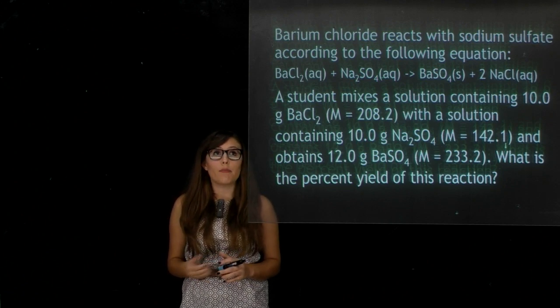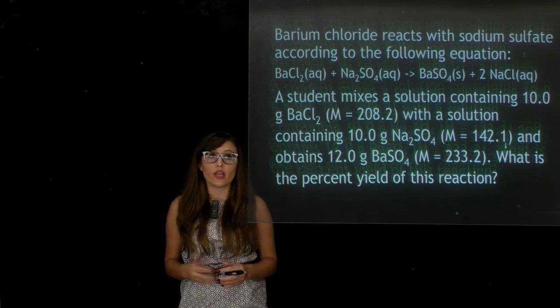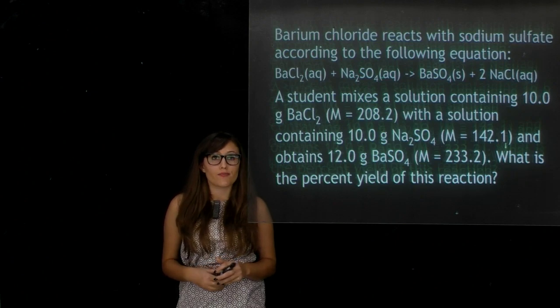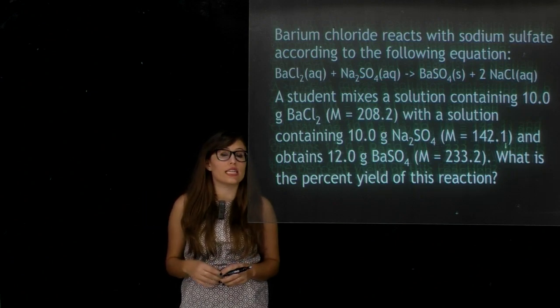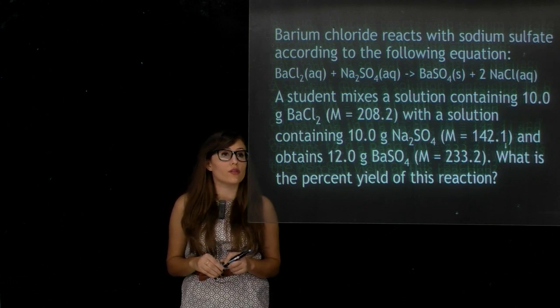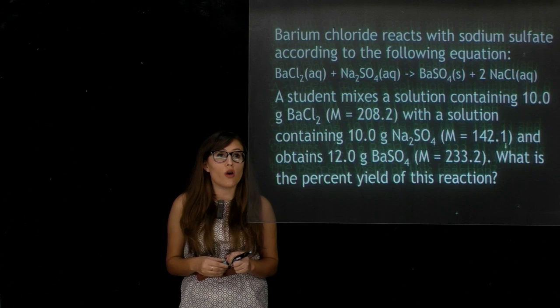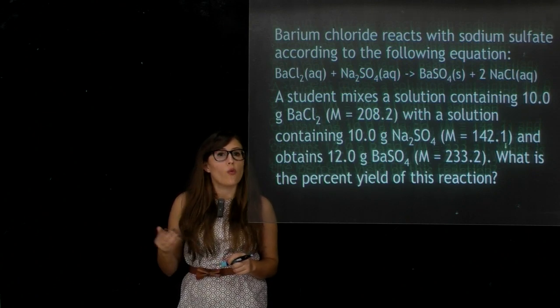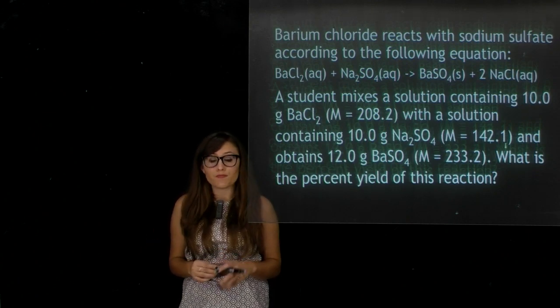The following problem states, barium chloride reacts with sodium sulfate according to the following equation. A student mixes a solution containing 10 grams of barium chloride with a solution of 10 grams of sodium sulfate and obtains 12 grams of barium sulfate. What is the percent yield of this reaction?